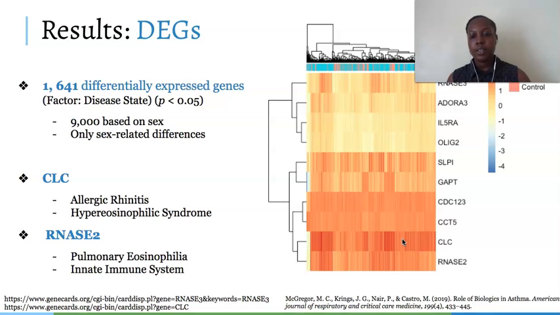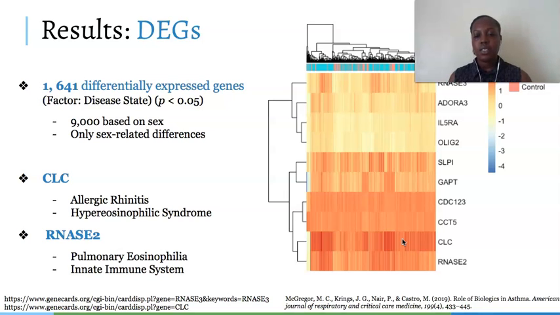So the CLC gene in particular has been associated with allergic rhinitis, which is a condition characterized by inflammation of the nose, as well as other symptoms like the tearing of the eyes in response to an allergen. The CLC gene has also been associated with hypereosinophilic syndrome, and that's when you have an infiltration or elevation of eosinophils in the bloodstream. Now, eosinophils are a type of white blood cell whose role in the immune system is to cause the inflammation and the dysfunction of the cells that they target.